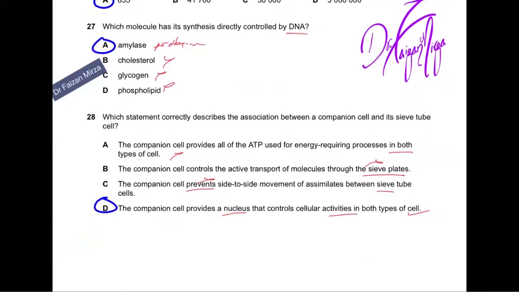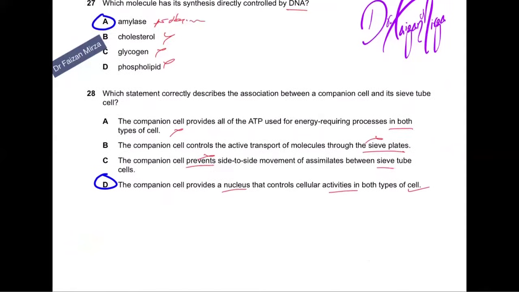Which molecule has its synthesis directly controlled by DNA? So that's protein. Amylase is an enzyme, a protein, so option A is correct.